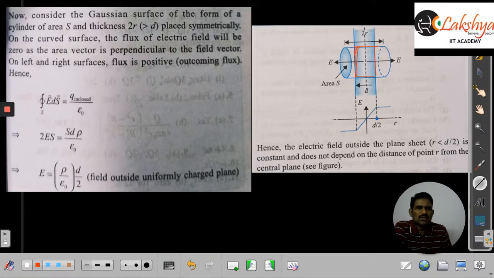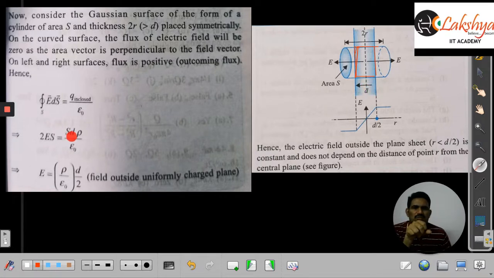So that volume we can write as S, the cross section area, into D, the length of the cylinder here. This is again cylindrical, because our Gaussian surface is in the form of a cylinder, so the volume enclosed inside the Gaussian surface takes a cylindrical shape. So S into D into rho. S into D gives us the area of cross section into the length of the cylinder, because charge is enclosed only up to this distance D here.